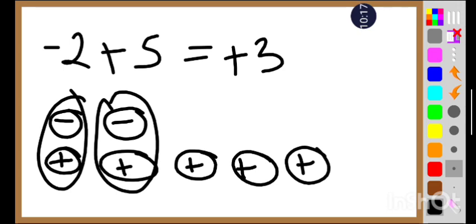So which rule can we bring? Which rule do we derive here now? When you have two directed numbers with different signs, what do we do? When the signs of two directed numbers are different, you subtract the smaller number from the larger number and maintain the sign of the larger number.